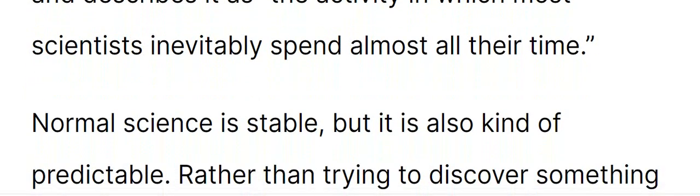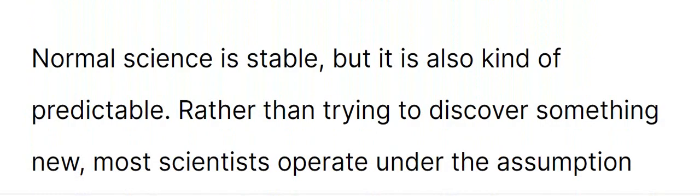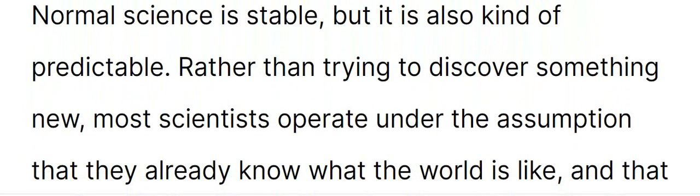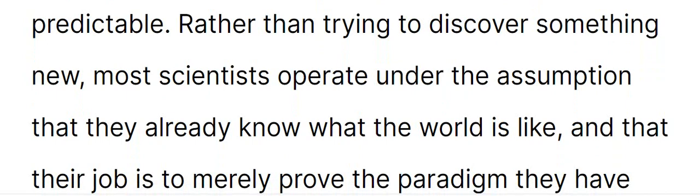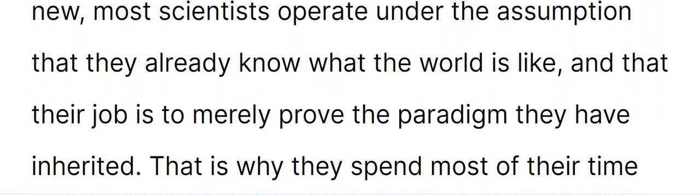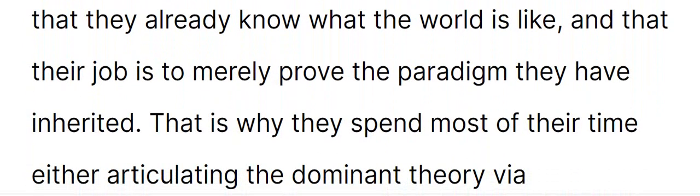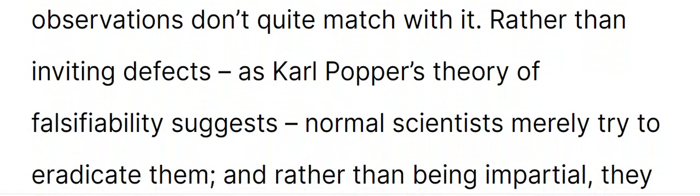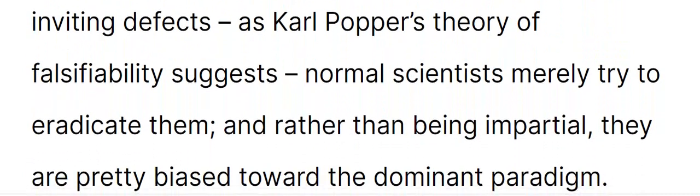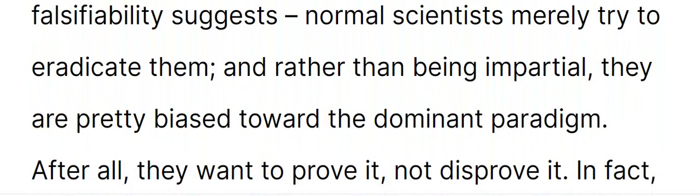Rather than trying to discover something new, most scientists operate under the assumption that they already know what the world is like, and that their job is to merely prove the paradigm they have inherited. That is why they spend most of their time either articulating the dominant theory via mathematical analysis or tidying it up where known observations don't quite match with it. Rather than inviting defects, as Karl Popper's theory of falsifiability suggests, normal scientists merely try to eradicate them, and rather than being impartial, they are pretty biased toward the dominant paradigm. After all, they want to prove it, not disprove it.